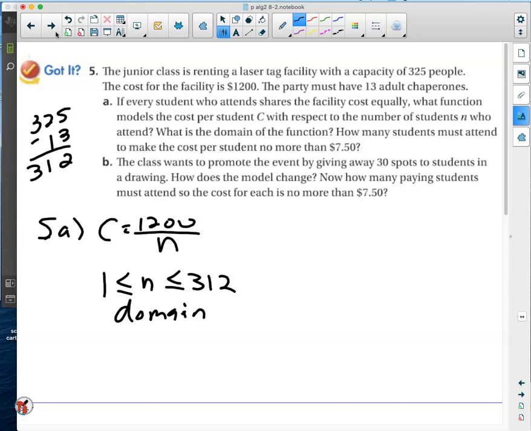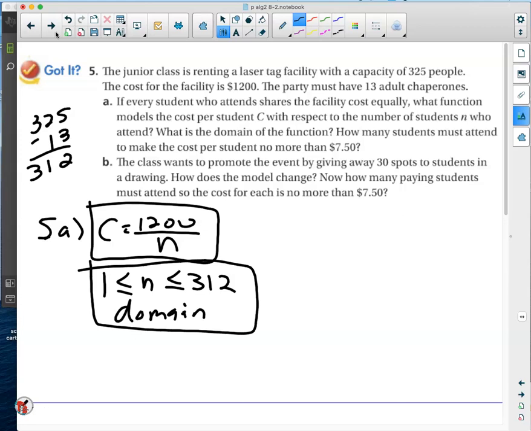So A says, if every student who attends shares the facility cost equally, what function models the cost per student C with respect to the number of students N who attend? Right there. What's the domain of the function? Right there. How many students must attend to make the cost per student no more than $7.50? Well, let's put that in for C.